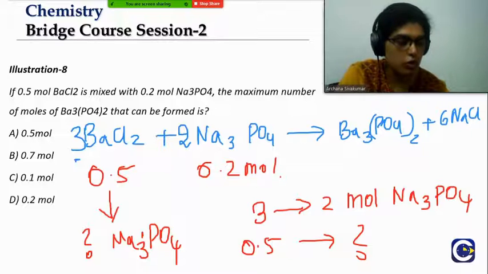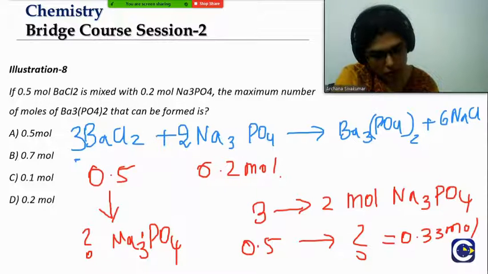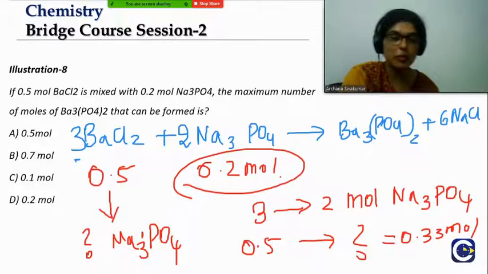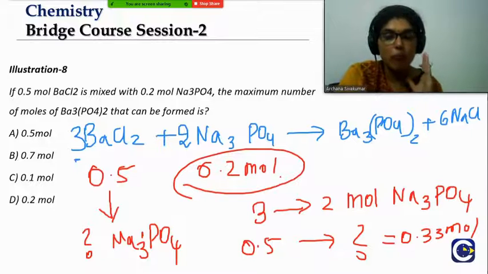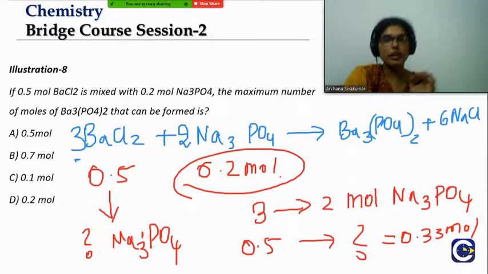0.5 times 2 divided by 3. So I will need only 0.33 mole of sodium phosphate. But how much is present? 0.2 mole is only present. Please understand here. 0.5 mole is what is present for barium chloride, 0.2 mole for sodium phosphate.